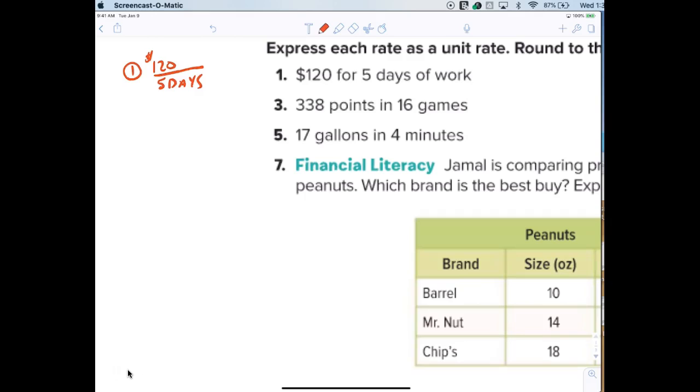All right, so all we're doing is dividing. So divide that out for me and tell me what it is. Very good. So the correct answer, we have to put the units though. So I want you to be able to tell me it's $24 per what? Per day. That's exactly right. $24 per day. All right, that is a rate.